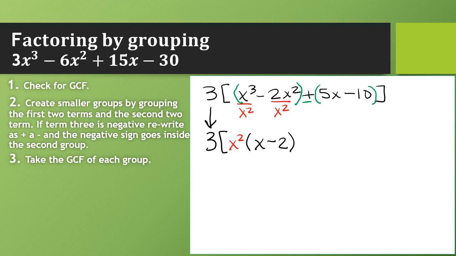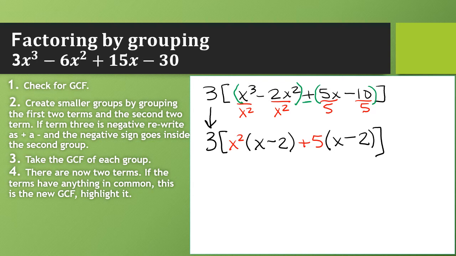When I look at my second polynomial, 5x minus 10, I see that both terms have a 5, so I'm going to factor out a positive 5. That means I'm going to take a 5 out of each of these 2 terms, and that's going to leave me with 5x divided by 5, which is x, minus 10 divided by 5, which is 2, and that takes care of step 3.